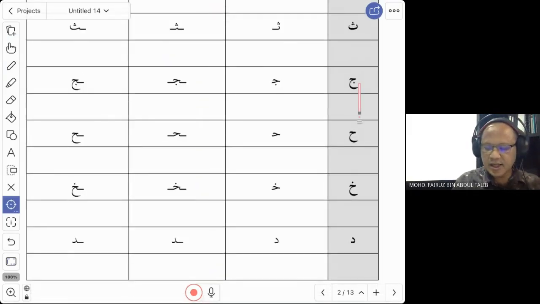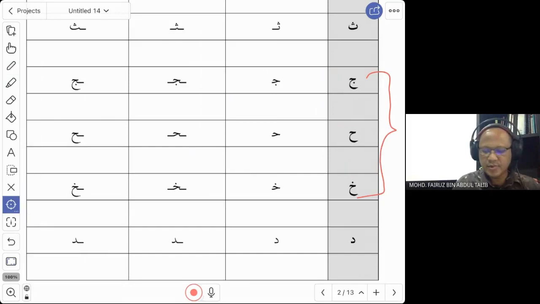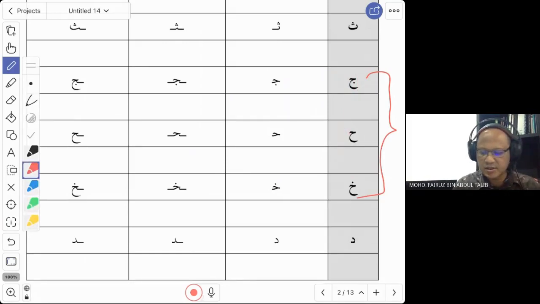And then we have the letter jim. So the letter jim, ha, and kha. So these three, they share the same rules. So the rules are also similar. So you look at jim, ha, and kha in the beginning, they just take the head part of the letter. They just take this part of the letter. Okay? Jim, ha, kha.